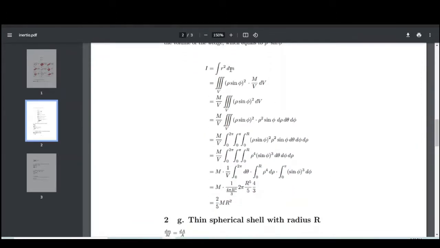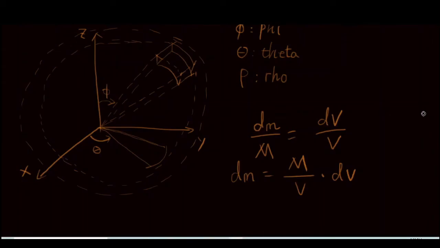So the first step would be just to lay out the definition of the rotational inertia. And then we need to look into what is R and what is dm. Bear with me for the bad drawing here. But basically what I want to illustrate is, you see the big circle here? This stands for the solid sphere.